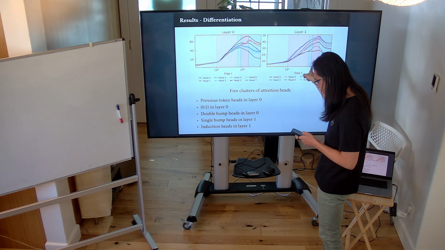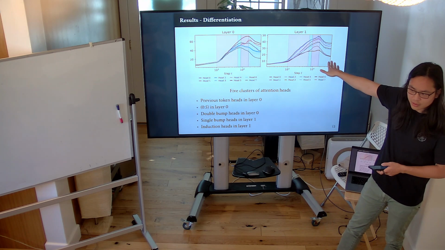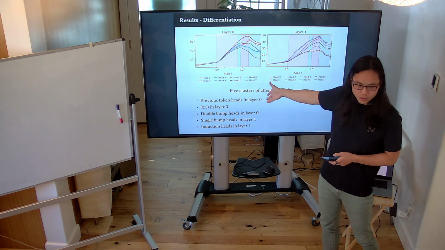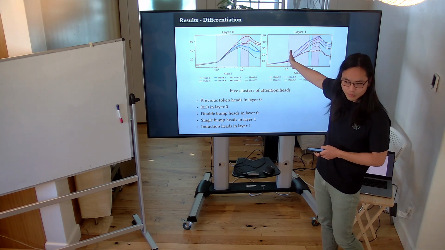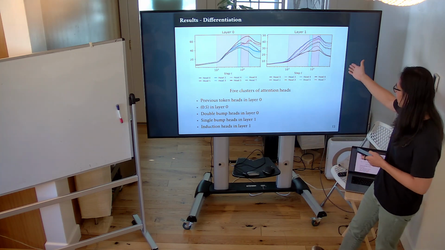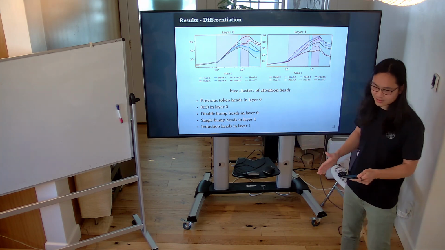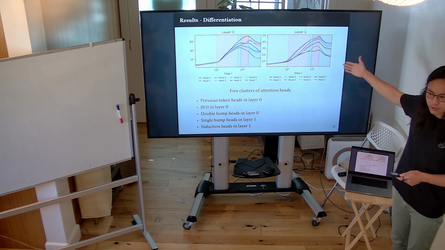I will note that a priori, the induction head curves here don't look the same. We know from elsewhere that these are both induction heads, but from this graph you might not guess that they're doing the same thing. Another spoiler for later in the talk is that they aren't quite doing the exact same thing, and this is something interesting that you can differentiate from these curves as well.